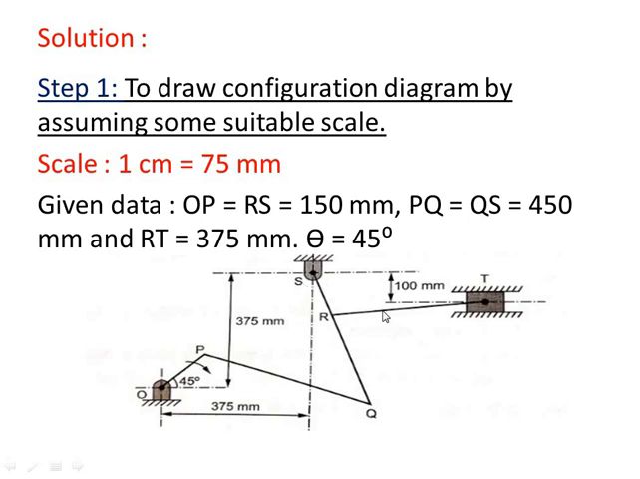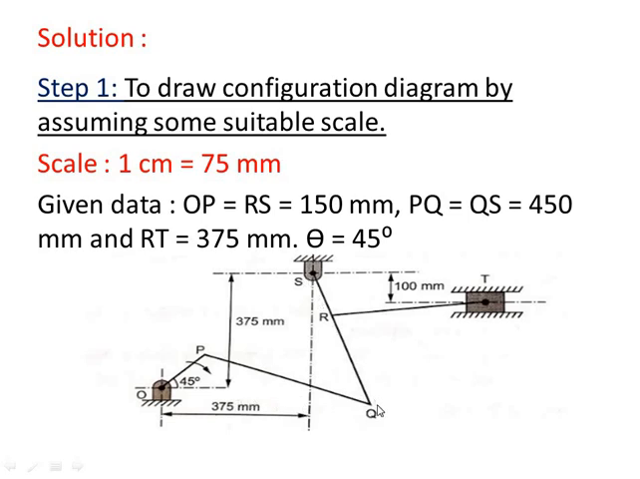From this horizontal line, take reference lines for a 100 mm offset for the slider. Then from O, draw 45 degrees, and on this 45 degree line, take the distance OP, which is given as 150 mm. Get it converted into scale and take distance OP, and you will get point P. From P, in a compass, take a distance equal to PQ. PQ is 450 mm and QS is also 450 mm. With the distances of PQ and QS, make an arc with a compass to get point Q, and join PQ and QS.